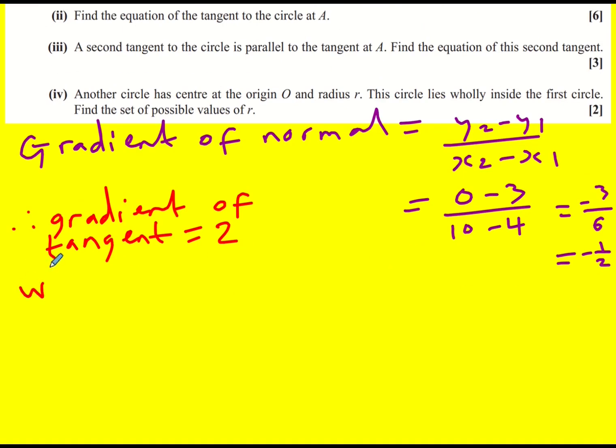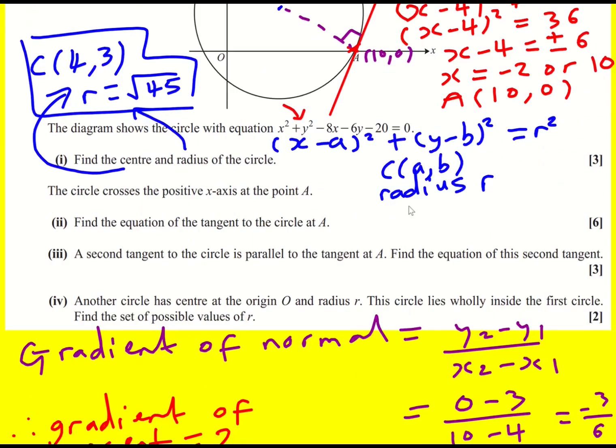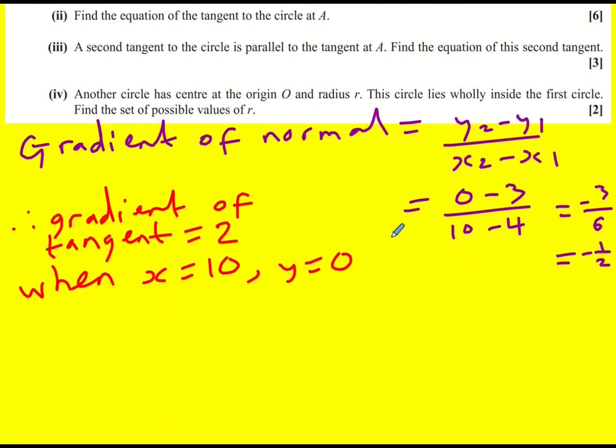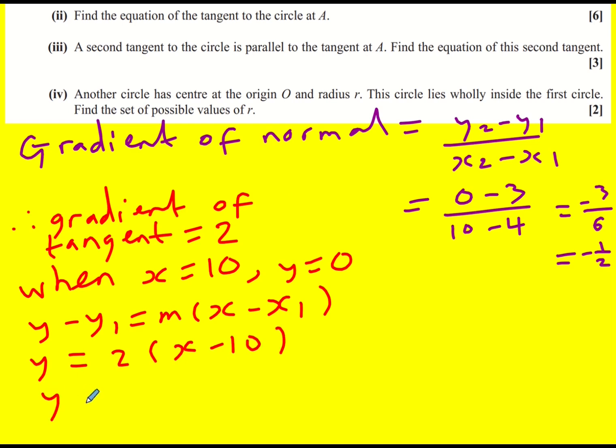Now we also have when x equals 10, y equals 0. So we have the coordinate where the tangent touches the curve, and we have the gradient of the tangent. So all that is left to do is use y - y1 = m(x - x1) and substitute in accordingly. y - 0 is equal to 2(x - 10). And I could actually leave it like that, but I might as well expand it out. y = 2x - 20.